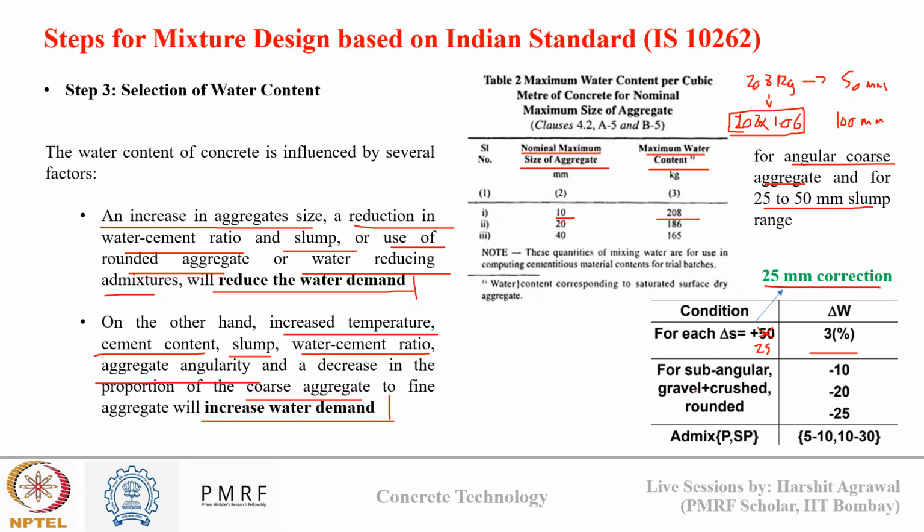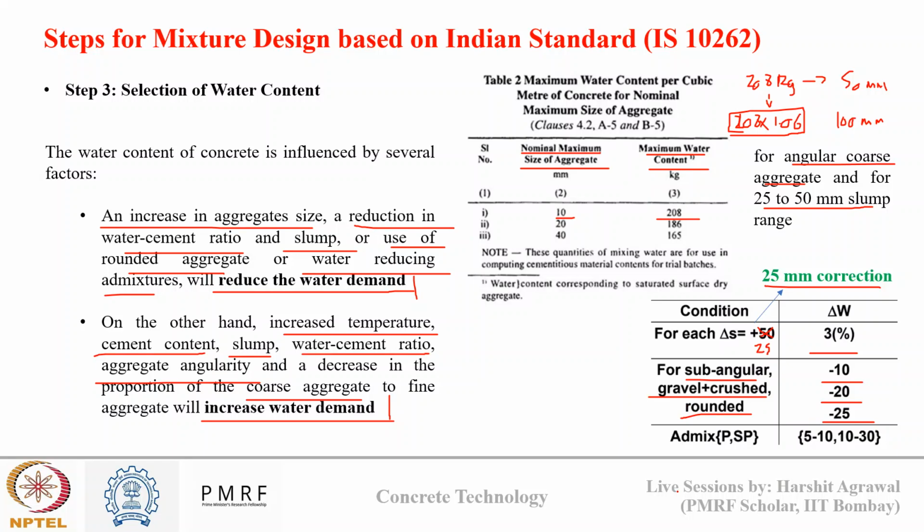Then if we are using different aggregates, like for subangular aggregates I need to decrease by 10 kg water. If I have gravels plus crushed aggregates, then I decrease water content by 20 kg, and if I have round aggregates I decrease water content by 25 kg, because we know rounded aggregates allow proper flowability in concrete, so we can decrease the water content that we are taking in concrete.